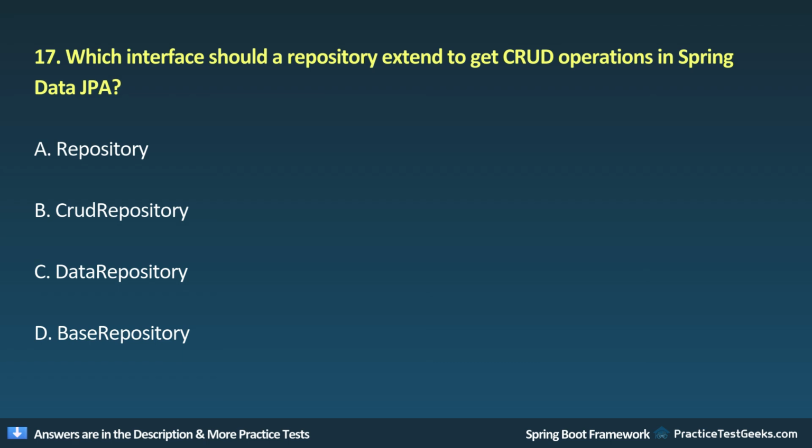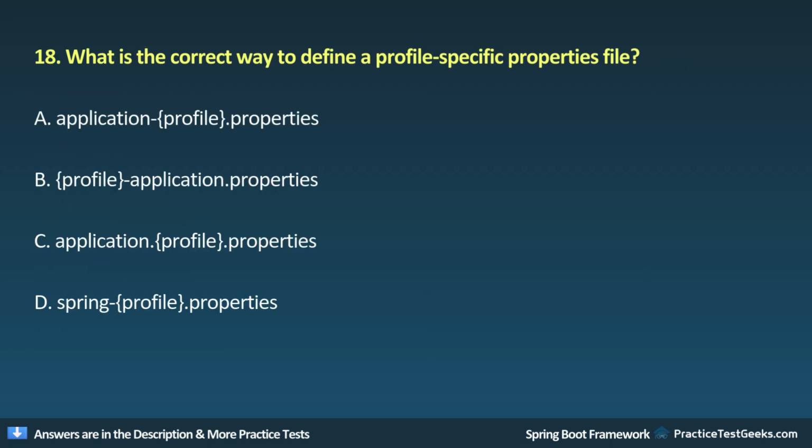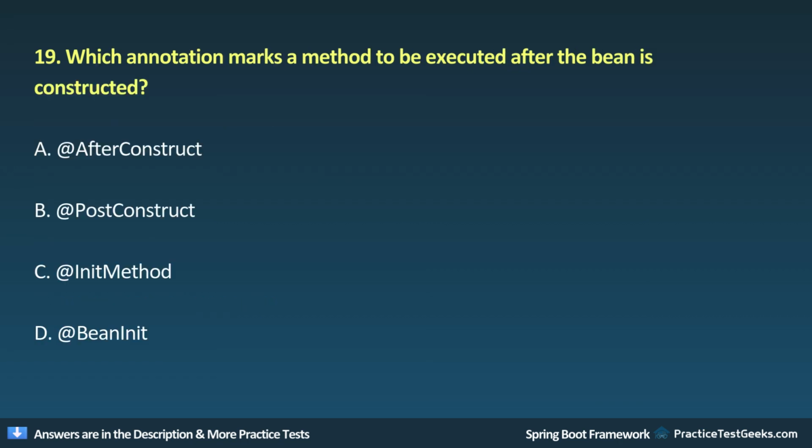17. Which interface should a repository extend to get CRUD operations in Spring Data JPA? A. CrudRepository. B. Repository. C. DataRepository. D. BaseRepository. 18. What is the correct way to define a profile-specific properties file? A. application-profile.properties. B. application.properties. C. application-{profile}.properties. D. spring-profile.properties.